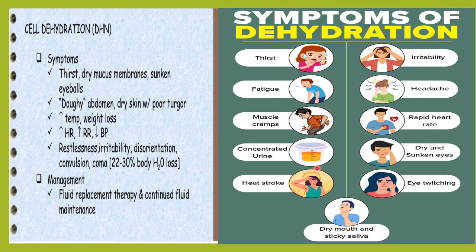If you check the patient's vitals, the heartbeat will be very high, BP will be low, and respiratory rate will be high. These are the symptoms which will come when the cells become dehydrated.